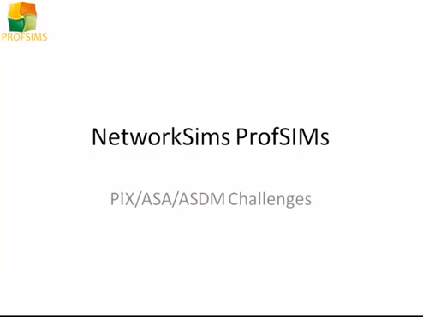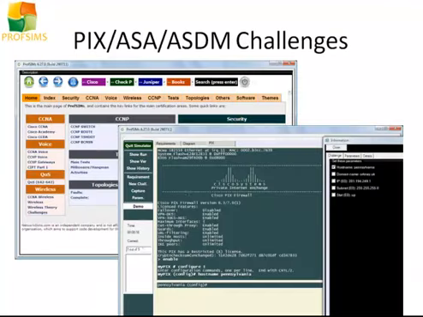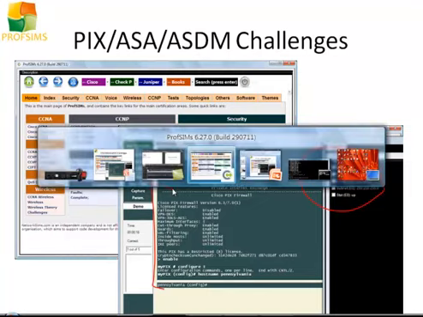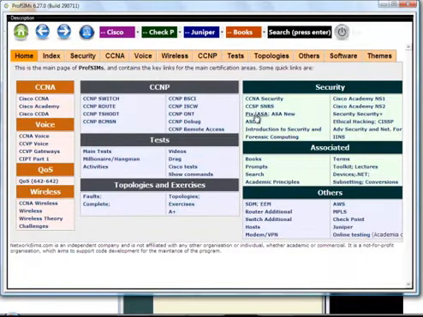A key element in understanding network security is to understand how Cisco PIX, ASA and ASDM actually work to configure stateful firewalls. And what we should find is that any PIX ASA related challenges should give us the main PIX screen. Again, we have our challenge elements and we can generate a new challenge at any given time. So let's have a look at some of the PIX ASA challenges.